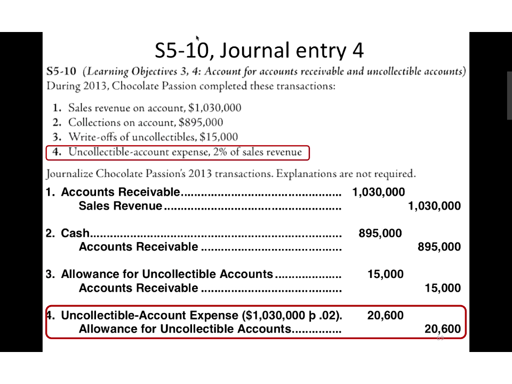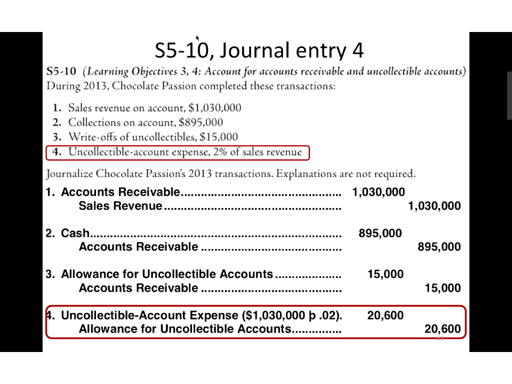Then entry 4. Entry 4 is uncollectible account expense. They're telling us it's 2% of sales revenue. That's a times symbol. So the 1,030,000 of sales times the 2% gives us 20,600. So when we do an estimate of uncollectible accounts expense, it's always going to look like this.